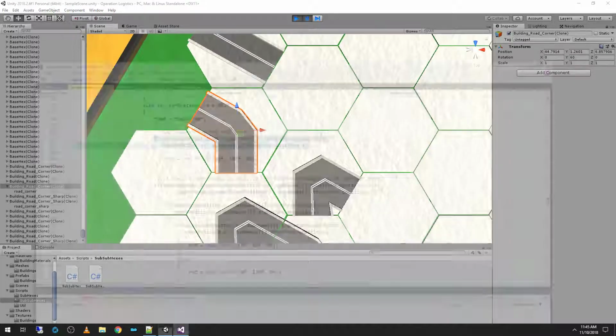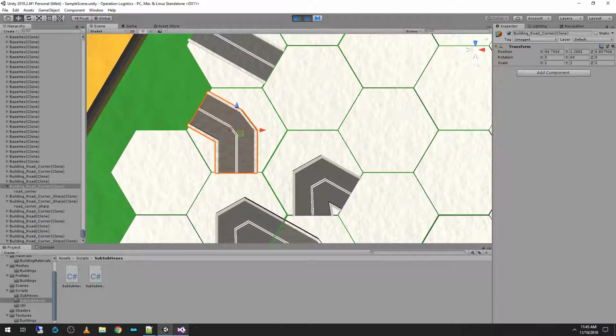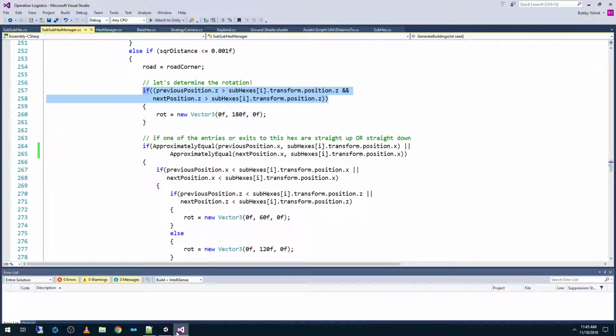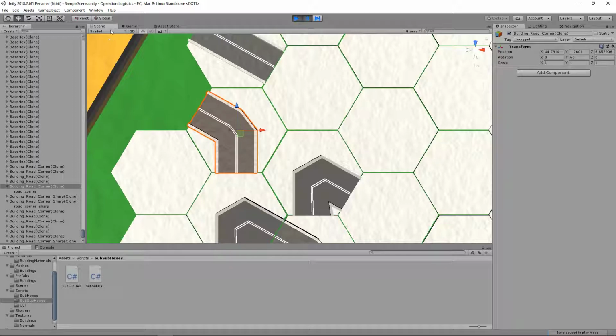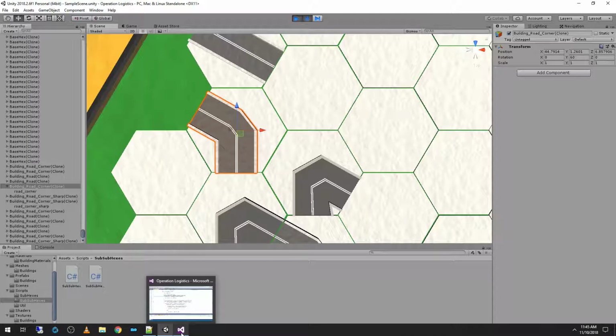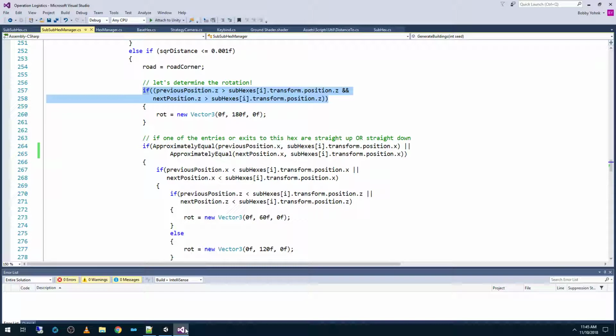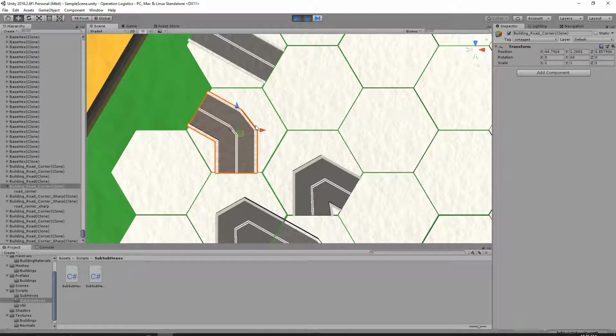So, if previous position and next position are greater, right? No, and next position. Are we in world handles? Yes, we are. Okay. So if our z position on this direction are both greater, then we know it's either this way or this way. But we also know it's a sharp corner, right? Because that's an and. Well, not necessarily. It can be going this way.